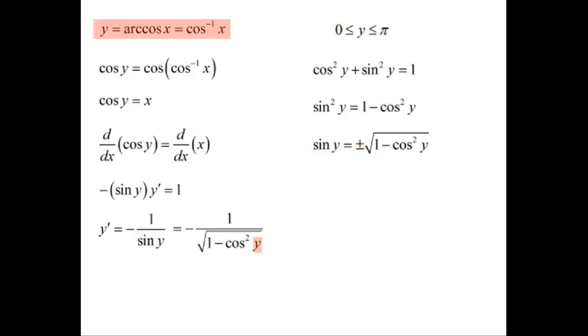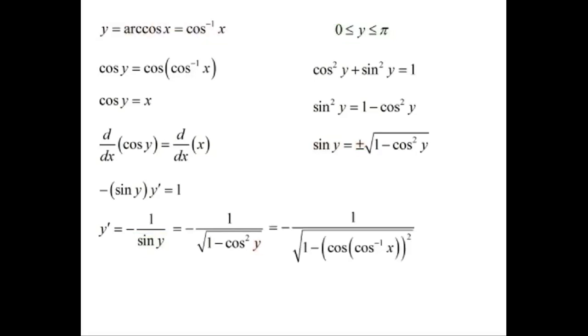So doing that, we have the negative of 1 over the square root of 1 minus cosine of cosine inverse of x, raised to the power of 2. Once again, a function and its inverse undo each other, leaving you with the independent variable. So the final derivative is equal to negative 1 over the square root of 1 minus x squared. The derivatives of tangent inverse and cotangent inverse can be found using the same procedure and reasoning.